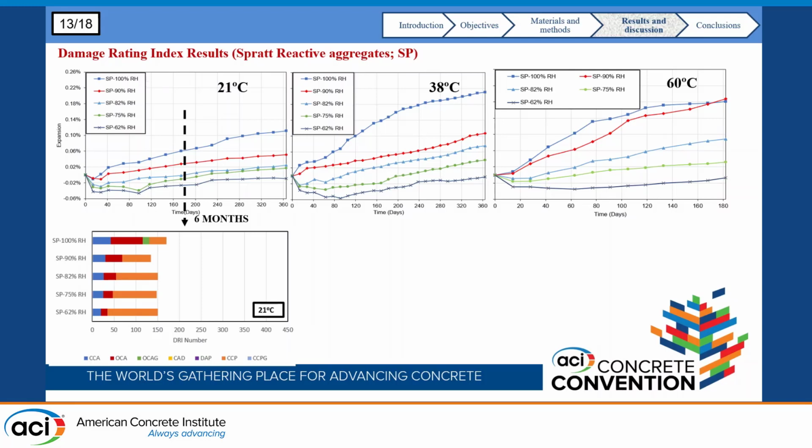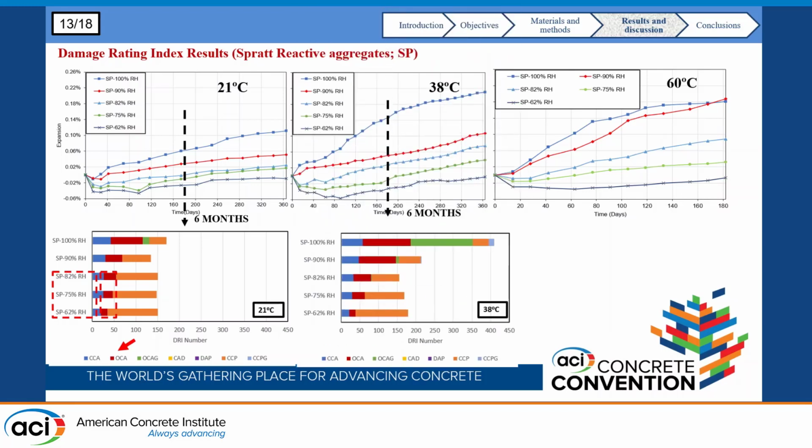ASR petrography features. However, those stored at 62%, 75%, and 82% experience almost similar DRI number, which is a result of the drying shrinkage, which caused a lot of CCP, cracks in cement paste. Nevertheless, the OCA, which constitutes the open cracks in aggregate, which is one of the symptoms of alkali silica reaction, increases as the relative humidity condition increases.